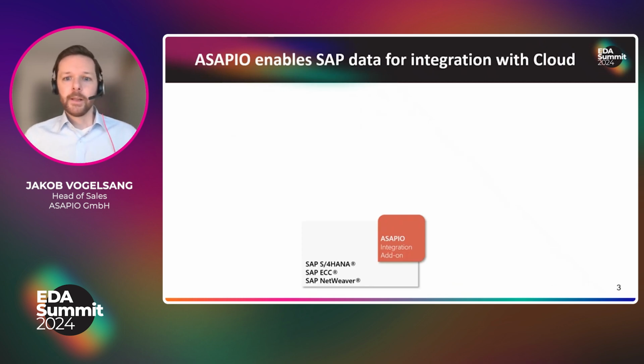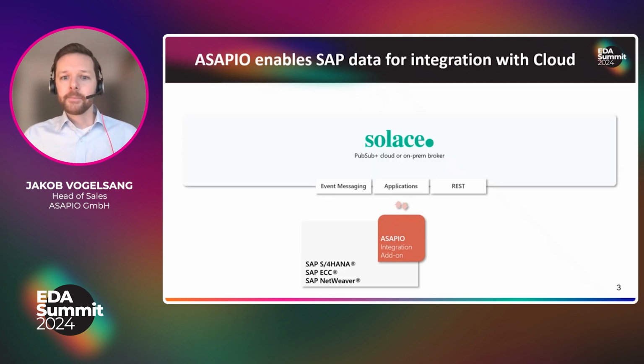So how do we do that? Well, so companies that are looking to enhance their SAP data integration processes by moving from the traditional synchronous models to a more flexible asynchronous event-driven approach, they use the ASAPIO Integration Add-on, as you can see here on the SAP system, and that in combination with, for example, Solace as an event broker, which is ideal for this because the ASAPIO Integration Add-on provides a seamless bridge between the SAP system and Solace, and it basically allows for the real-time asynchronous communication to take place.